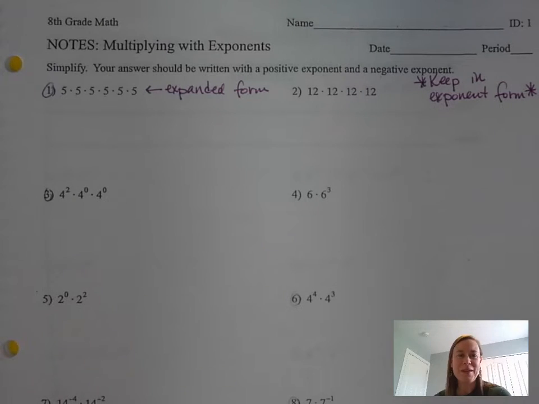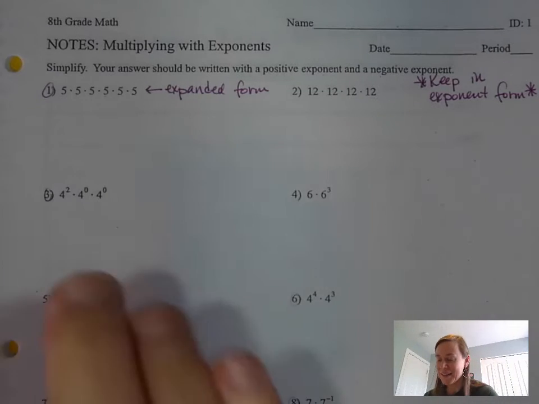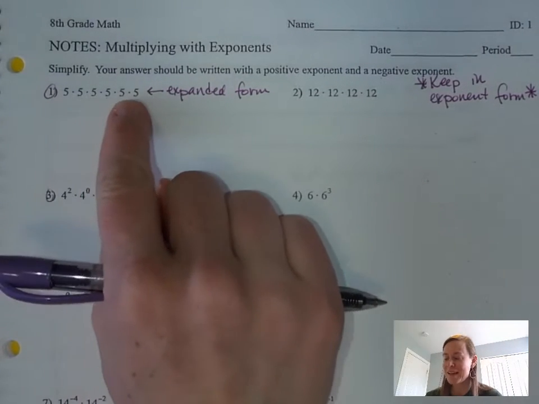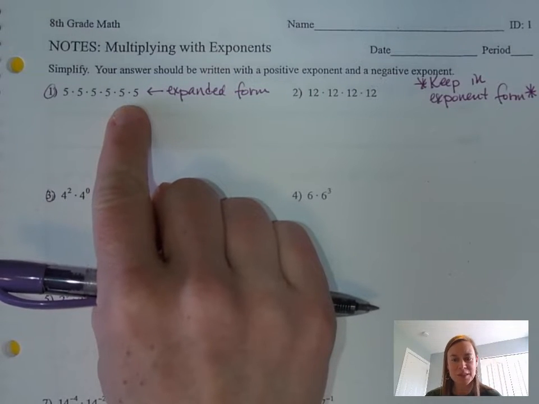Hey guys, we are talking about multiplying and dividing with exponents today. Let's get started. Let's look at number 1. You may recognize this. This is called expanded form for exponents.